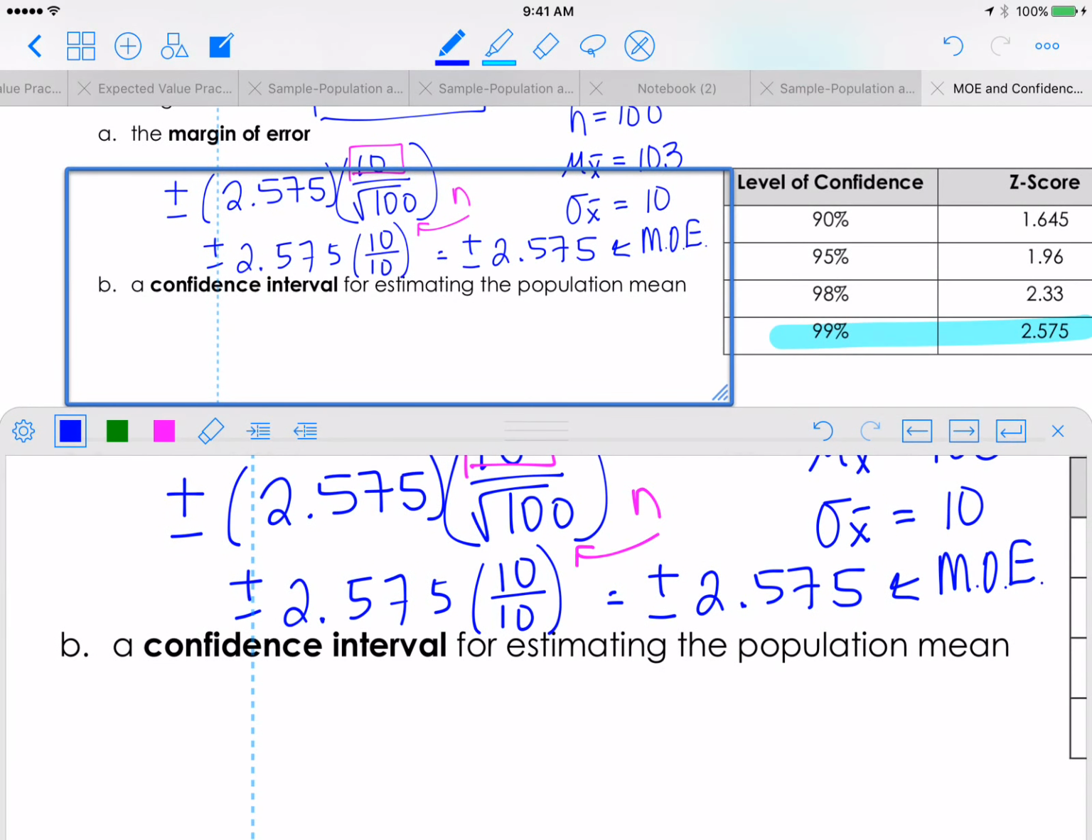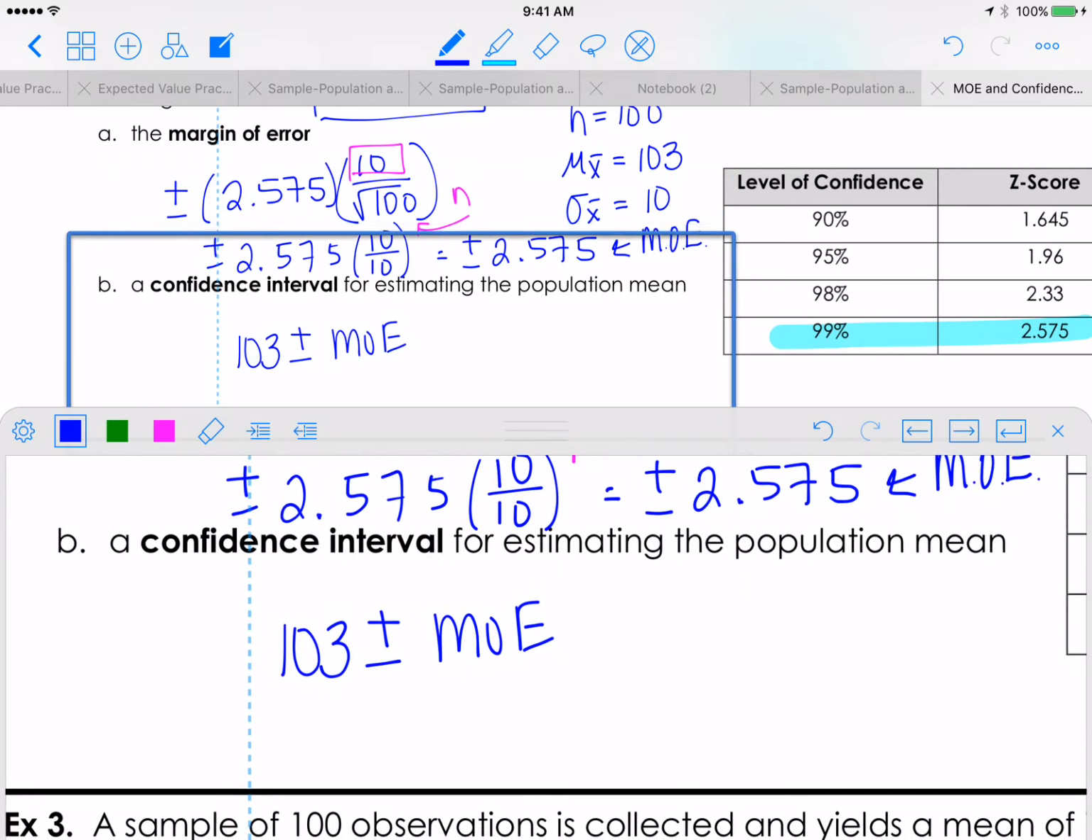So now it says, what's the confidence interval? Well, that's where you come in with your mean. So we've got to do our sample mean, and our sample mean is 103 plus or minus our margin of error. Well, what did we say our margin of error is?